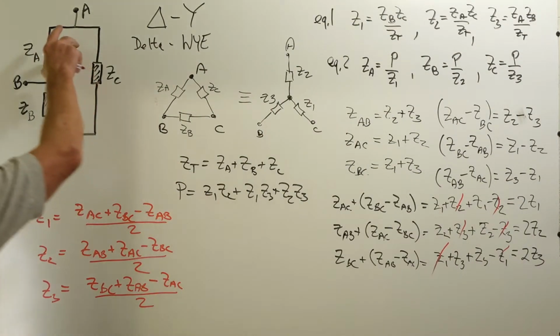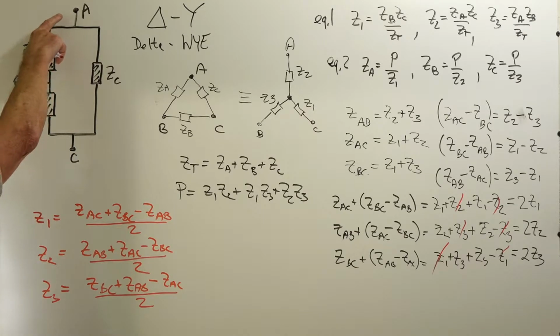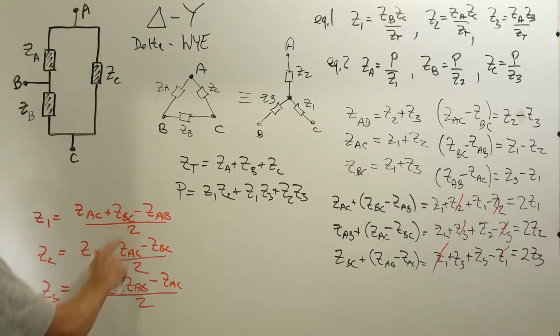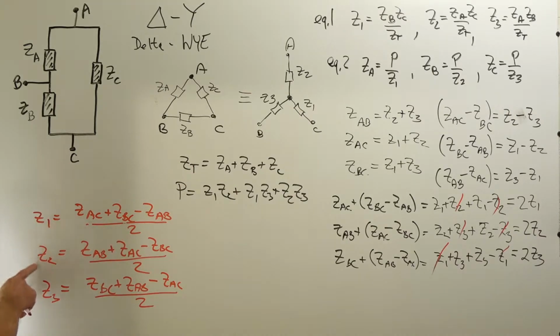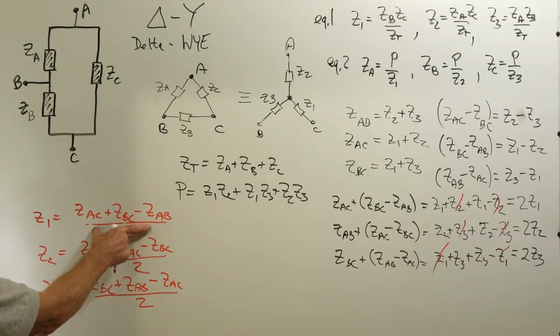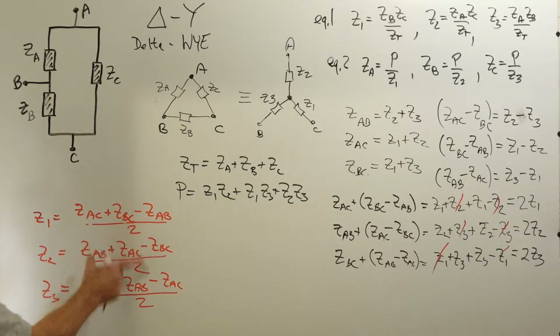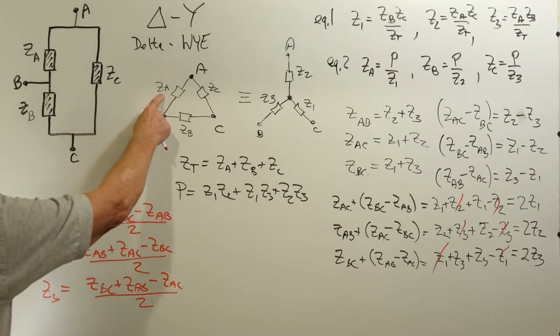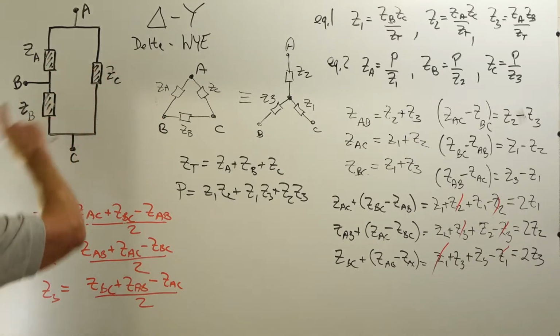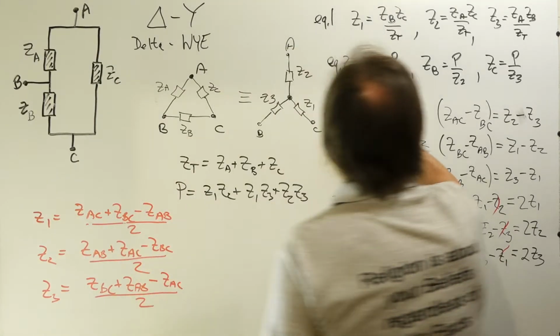If I measure the node pairs, these impedances, and I define my Z1, Z2, Z3 by these combinations of node pairs, once I have my Z1, Z2, and Z3, I can compute what these individual impedance values are from this equation.